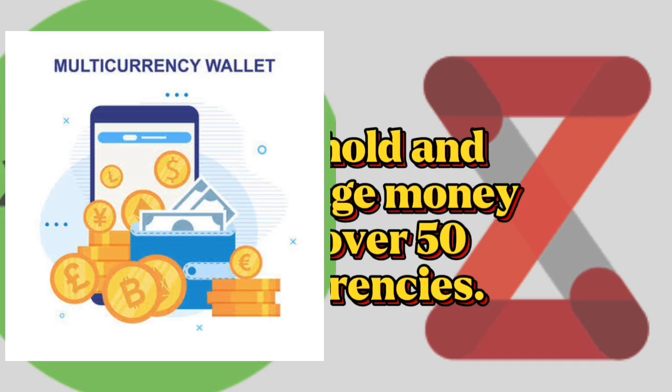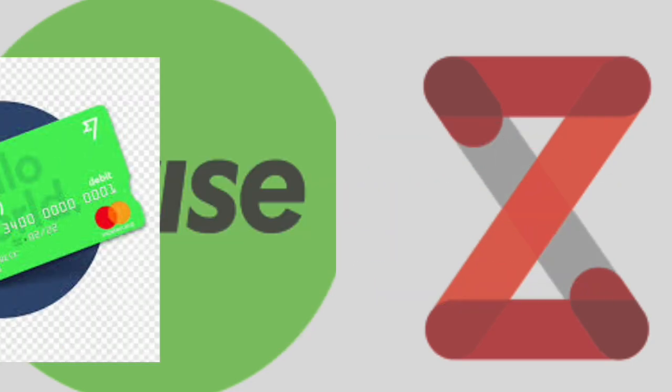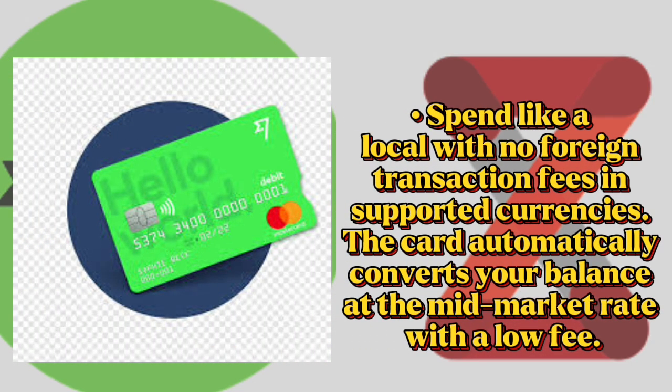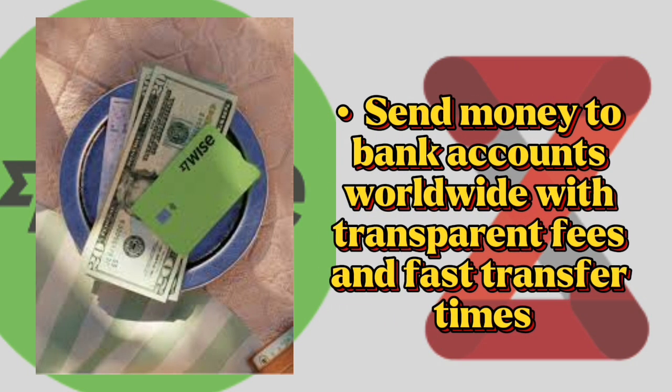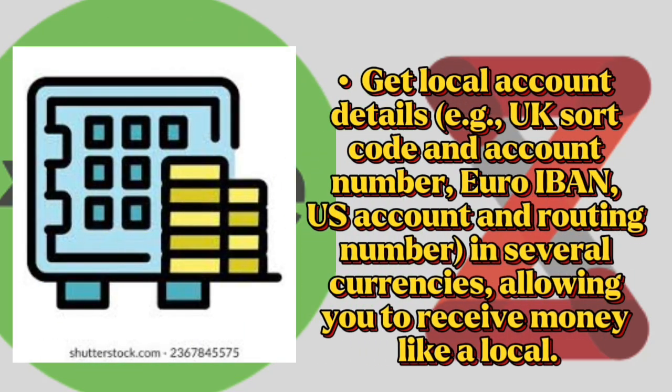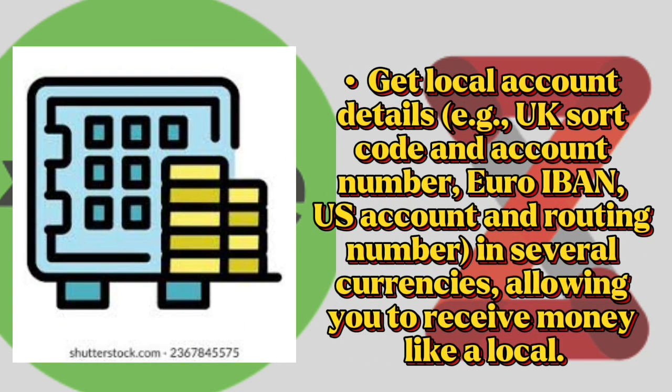It holds and manages money in over 50 currencies. Spend like a local with no foreign transaction fees in supported currencies. The card automatically converts your balance at the mid-market rate with a low fee. Send money to bank accounts worldwide with transparent fees and fast transfer times. Get local account details, for example, UK sort code and account number, Euro IBAN, US account and routing number in several currencies, allowing you to receive money like a local.